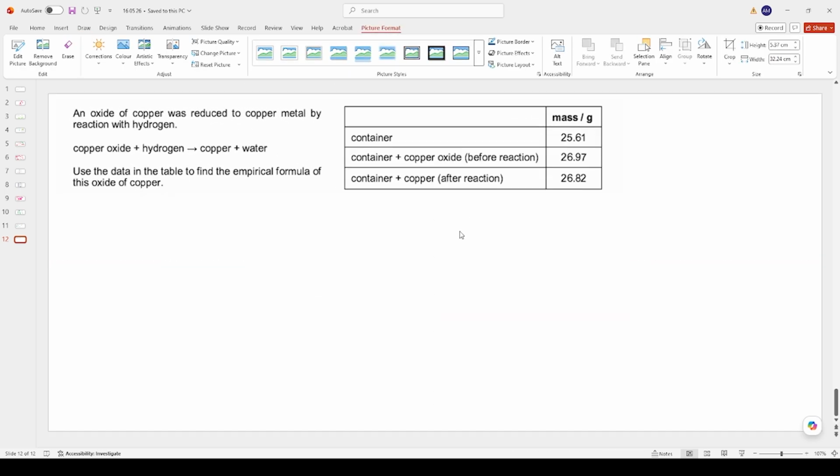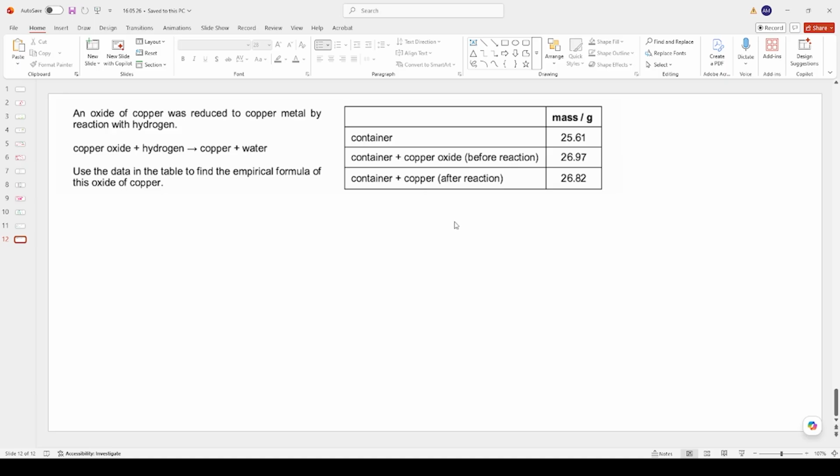Okay, an oxide of copper was reduced to copper metal by reaction with hydrogen. Copper oxide plus hydrogen gives you copper plus water. Use the table to find the empirical formula of this oxide of copper. In other words, does empirical formula come up in AQA? Let's ask the chat. What do you guys think? Does it come up?